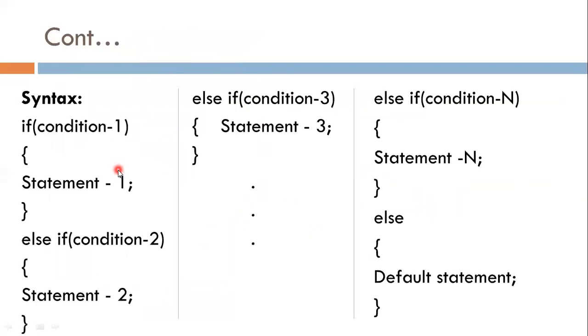Syntax of the if else if statement. First, the if block is written with condition 1, and if condition 1 is true, then statement 1 is executed.